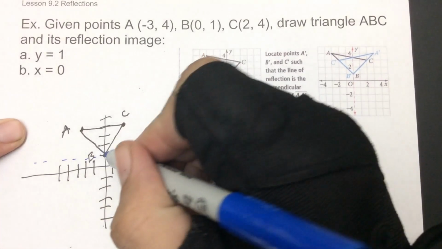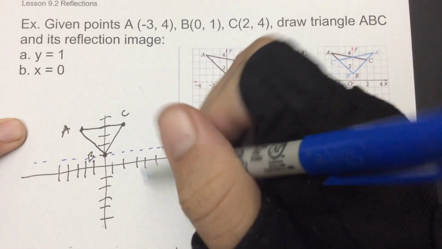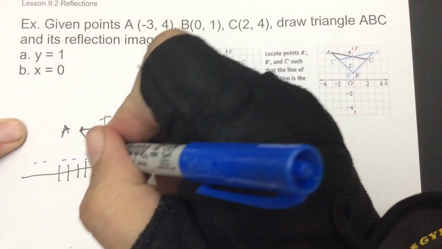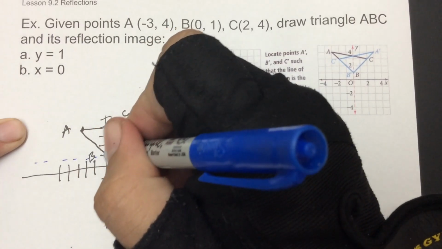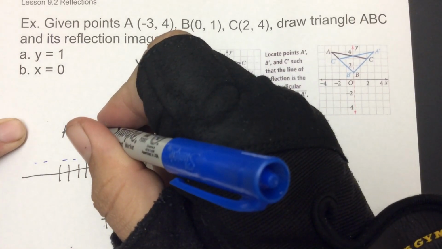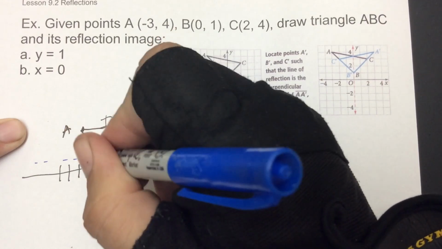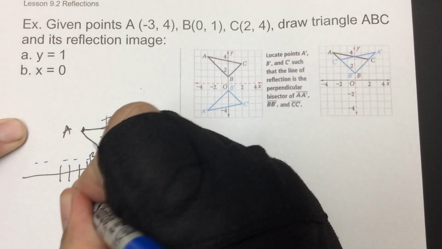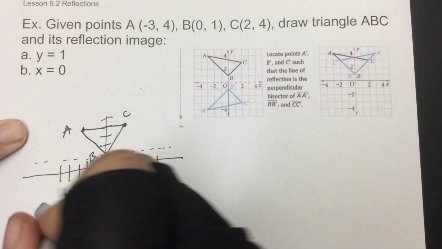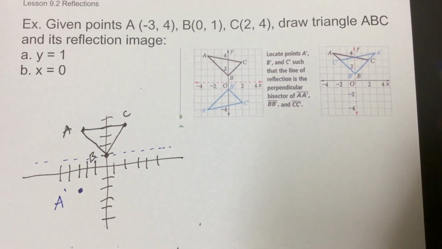So y equals 1. Here it's a horizontal line, so we're only changing vertically, so we're only going to affect the y's. However far up we are, we're going to be that far down on the other side. Here we're at -3, 4, but with our line being at 1, we're only 3 up from that line, so we're going to be 3 down from that line, which is going to take us right here to -3, -2. So this would be A prime. This is our first transformation.